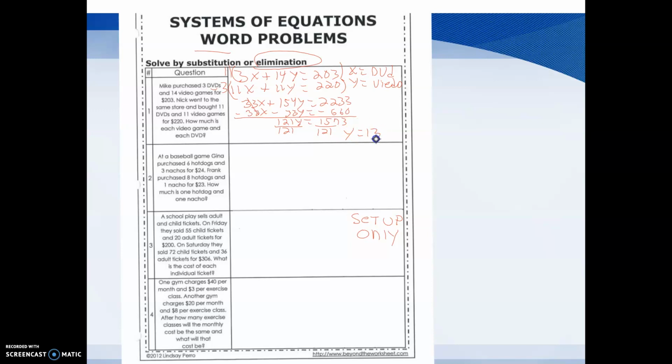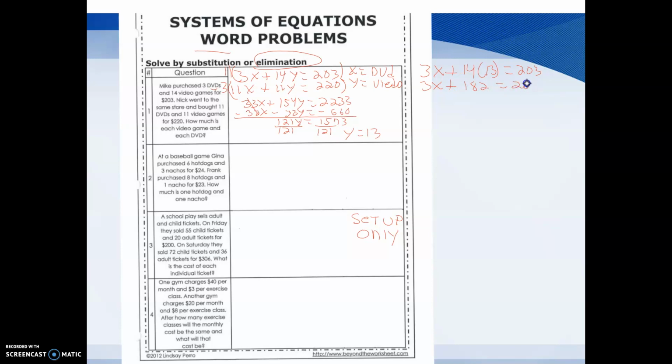Okay. Now, if you remember to find out what X is, I am going to plug it back in. I get my choice. I always go for the original equation before I make it big, so I'm just going to plug it into the top equation. So that would be 3x plus 14 times 13 equals 203. Okay. So 14 times 13 is going to be, what, 182?